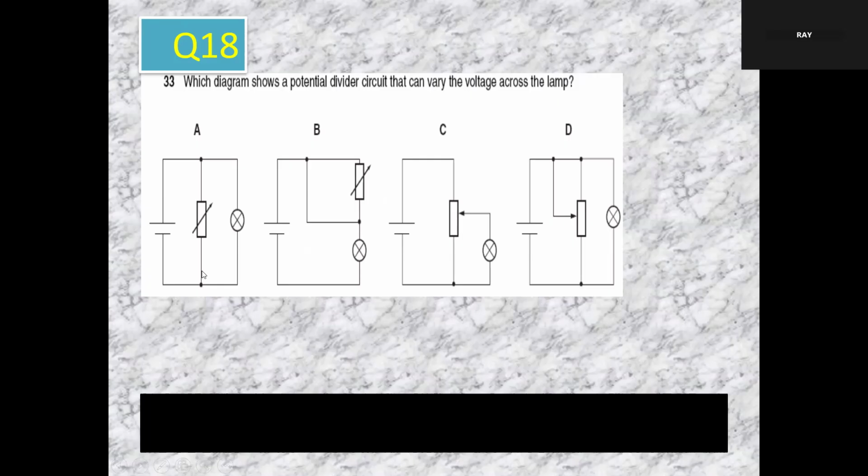This one cannot change at all. This one, you short circuit this one, so it basically cannot change at all. This one also doesn't help. You change this one, it doesn't affect this one. It's across the whole battery. The answer is C.